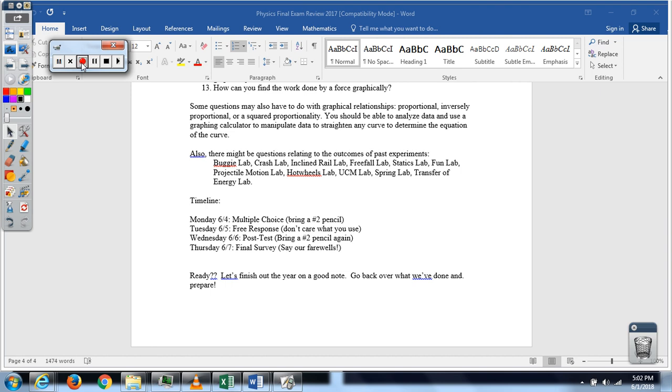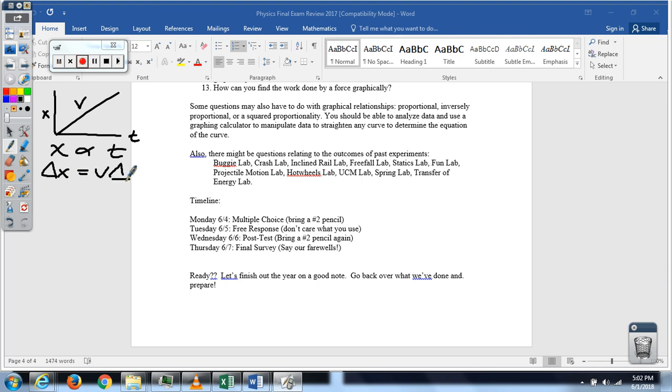We showed that when we graph position over time, we would get a straight line where the slope is the velocity. This is an example of a proportional relationship. X is proportional to t, and when position is proportional to time, when you cover equal distance in equal amounts of time, that means that you're moving with constant velocity. And so our change in position equals the velocity times the change in time.